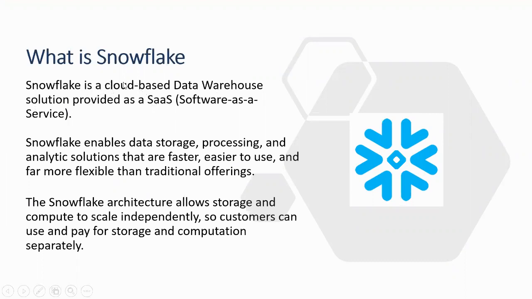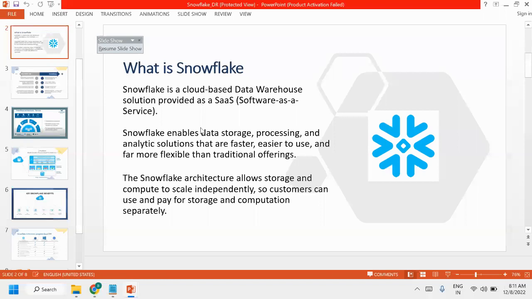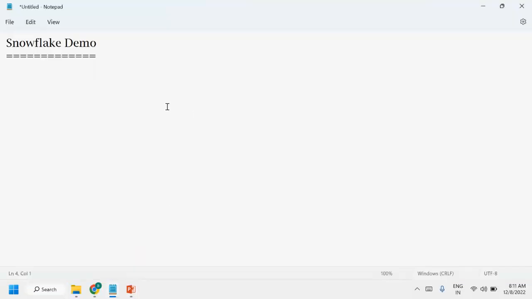So we need to understand what is cloud-based here, then what exactly data warehousing is, then what is SaaS. If you understand these three things, then we can understand exactly what Snowflake is. First, Snowflake is a cloud-based data warehousing solution, right? So first, we need to understand what exactly data warehousing is. Data warehousing is nothing but a collection of historical data.